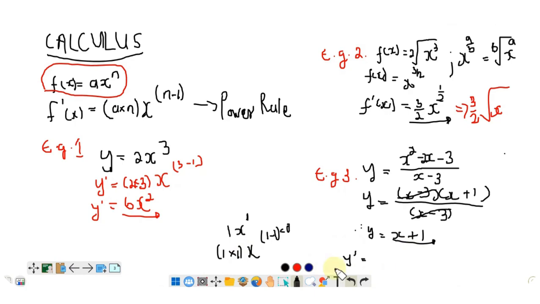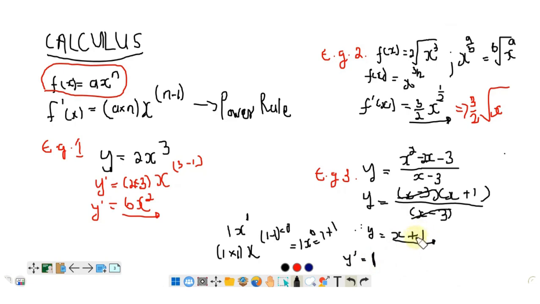So this is the same as 1x to the power 0. And any number to the power 0, we know it's what? It's 1. So x to the power 0 is 1, because any number to the power 0 is 1. So in the end, it's just the same as 1 times 1, because x to the power 0 is 1. So 1 times 1 is just 1, right? So when you derive x, you remain with 1. Always, when you derive x to the power 1, the answer is just 1.